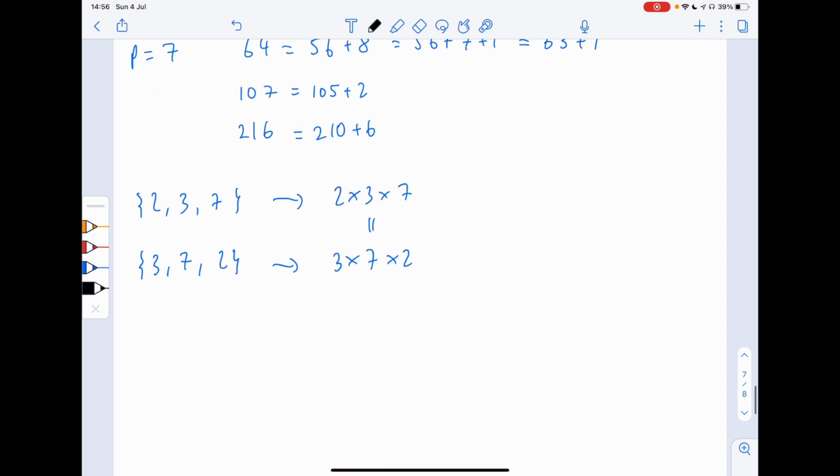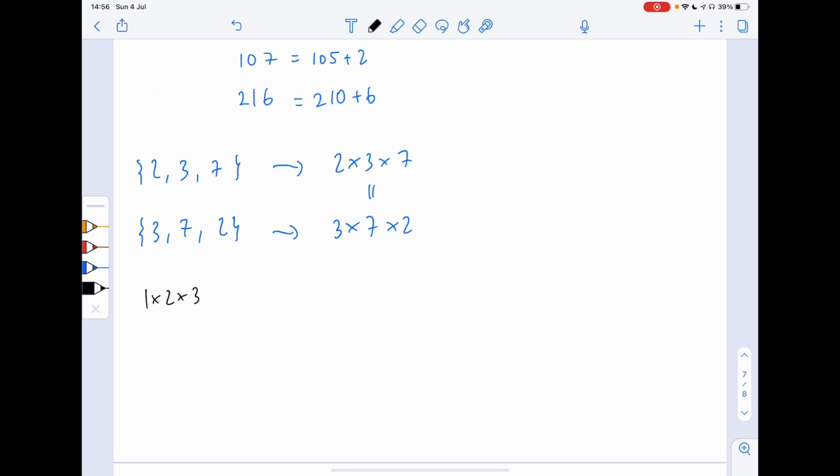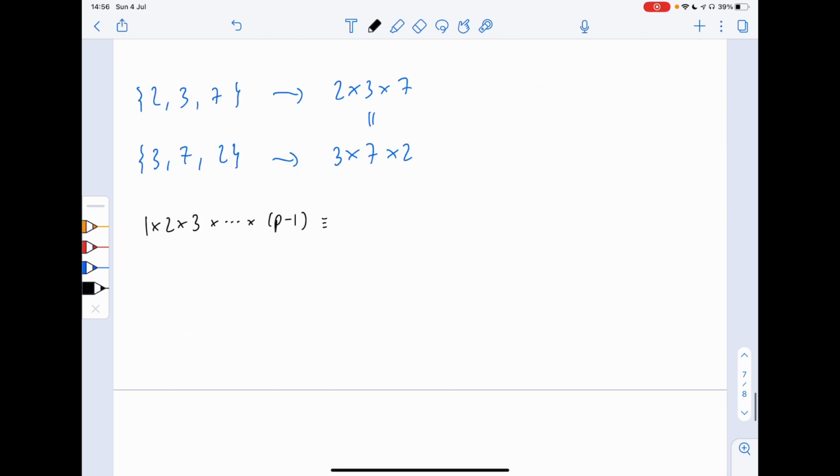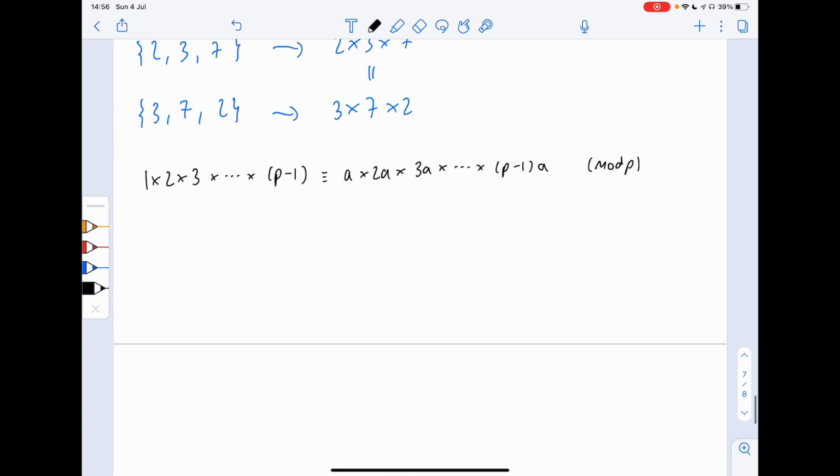So what this is telling us is 1 times 2 times 3 times ... times p minus 1 is going to be the same as a times 2a times 3a times ... times (p minus 1)a mod p. But let's think about what both these sides are. So the left-hand side is just our definition of p minus 1 factorial. Whether you've seen that or not, we can just call it p minus 1 factorial. It doesn't matter too much.